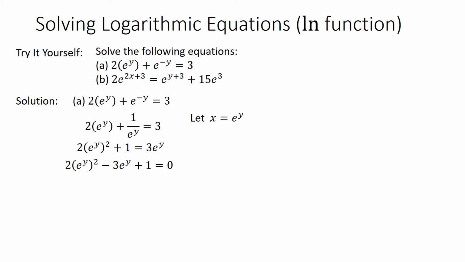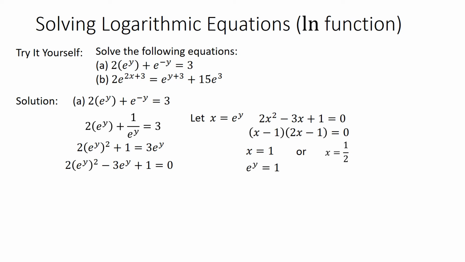Now we can start to substitute. Let x equal e to the power of y to make our equation simple, which will be 2x squared minus 3x plus 1 equal to 0. So we can factorize. It becomes x minus 1 times 2x minus 1 equal to 0. So x equals 1, or x equals 1 over 2. Then substitute back: e to the power of y equals 1. Hence y is 0.